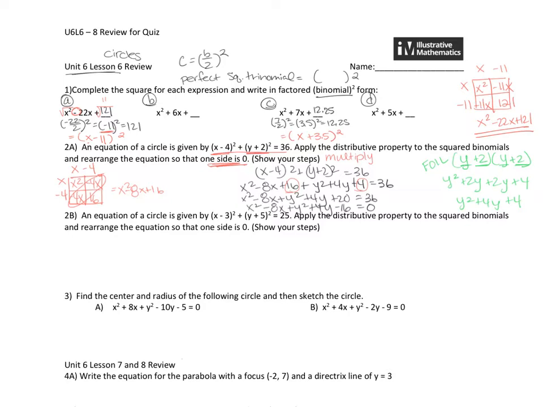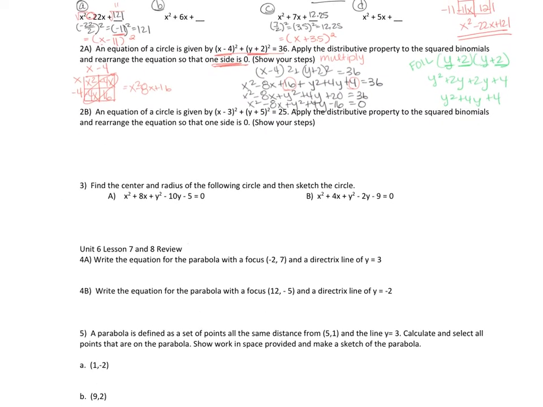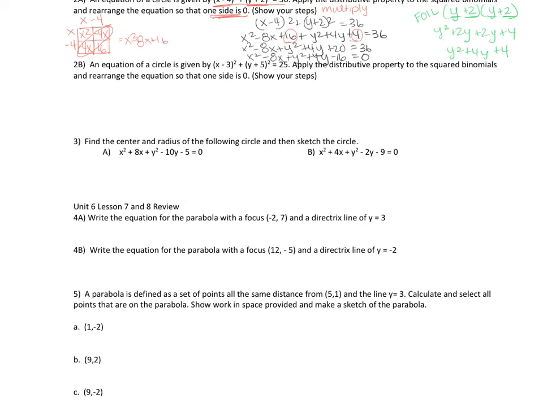So let's take a look at number 3. In problem 3, it asks me to find the center and radius of the following circles and then sketch the circle. In this problem, step 1 is to group the x terms together and leave a space. So I get x squared plus 8x and I leave a space. And then I group the y terms, y squared minus 10y, and I leave a space. And then I move my constants to the other side.